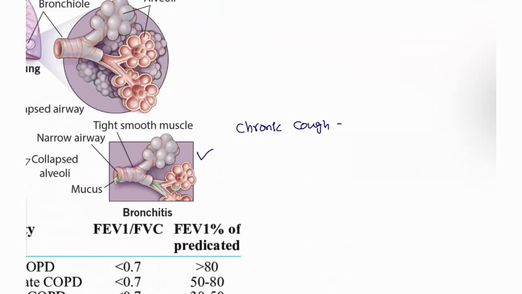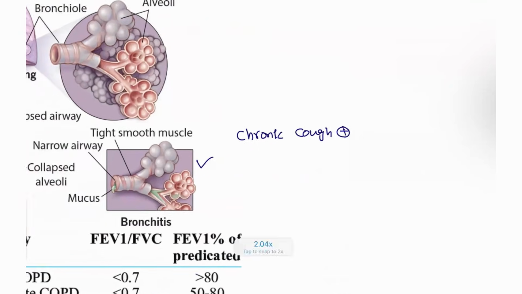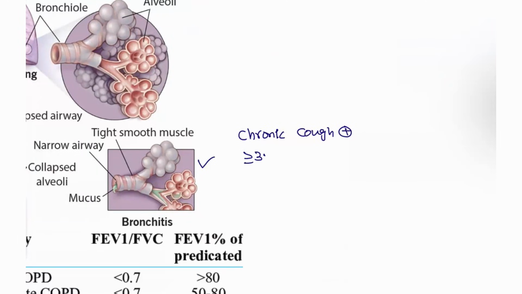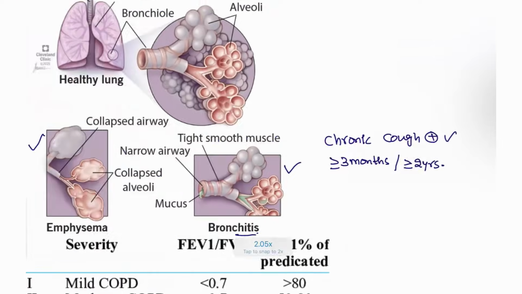So this patient is suffering from this cough. How many months? At least this patient is suffering for 3 months or more continuously, despite treatment, for at least 2 consecutive years. At least 2 consecutive years, this patient is suffering from the chronic cough, which will lead to recurrent inflammation of the bronchial regions.